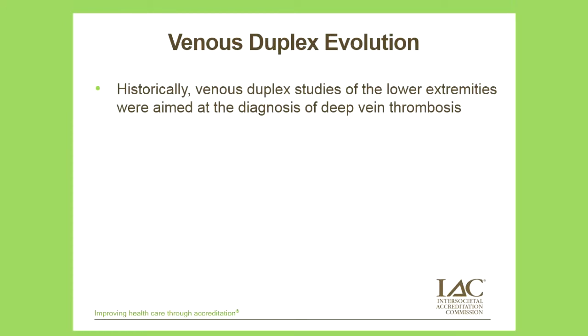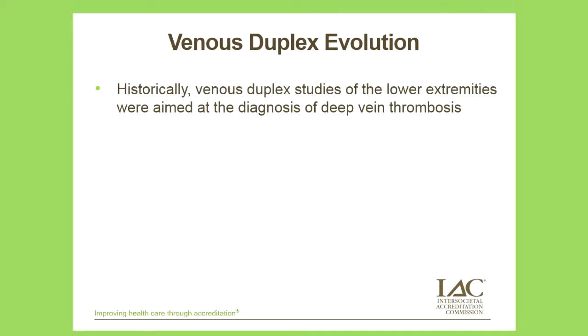So venous duplex has evolved. We all know that, because originally it was designed for the diagnosis of deep vein thrombosis. And in my generation, believe me, nobody was trusting the ultrasound. They were all trusting the gold standard of venography. In fact, whenever we had findings, the patient sometimes had to have a venogram to confirm that we even knew what we were talking about. So many of the protocols and the technology were geared around that.